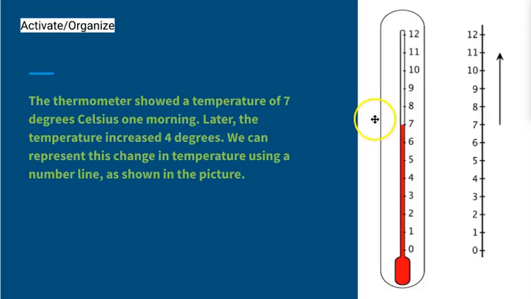All right, so on a thermometer here, if we're going to show 7 degrees Celsius in the morning, that's where we're at right now, okay? Later in the day, the temperature has increased 4 degrees. We can represent that change over here on the number line, right? So if it was 7 degrees, it increases 4 degrees. Pretty easy. It's 11 degrees Celsius, right?